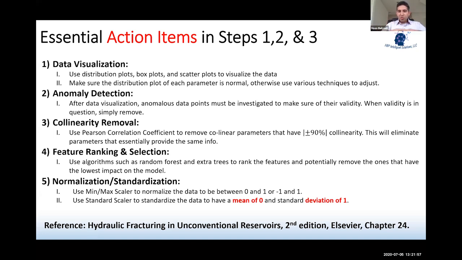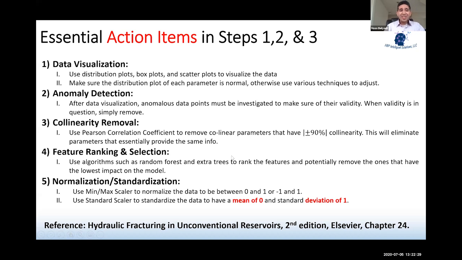So now when you visualize your data, you also figure out which parameters might have anomalous points. If you have a design that has an anomaly, then you're gonna be able to capture that immediately. And then either understand the validity of that point, or if the validity is in question, simply remove that parameter from your model. Okay, so that's called anomaly detection.